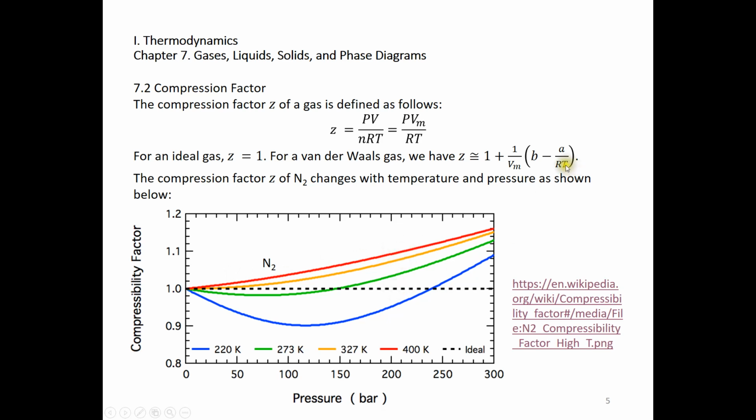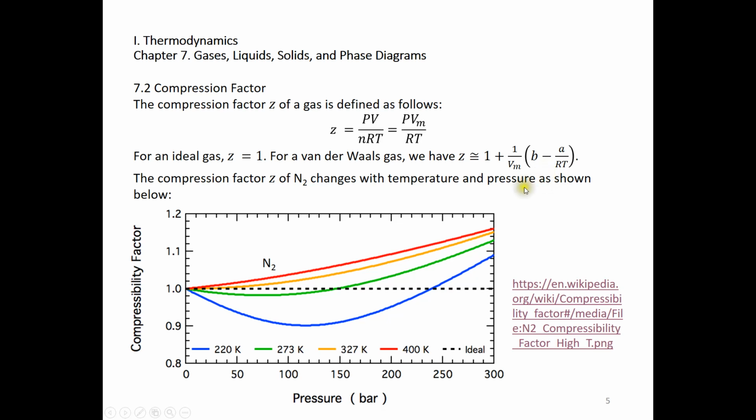If the temperature is lower, this A over RT can be competitive with B. For example, let's look at the green curve. Over here at around 140 bars, these B value and A over RT are about the same at this 0 degrees Celsius or 273 Kelvin. Over here at around 230 bars, you can see this blue curve is taken at 220 Kelvin. So at 220 Kelvin, roughly this B is equal to A over RT.